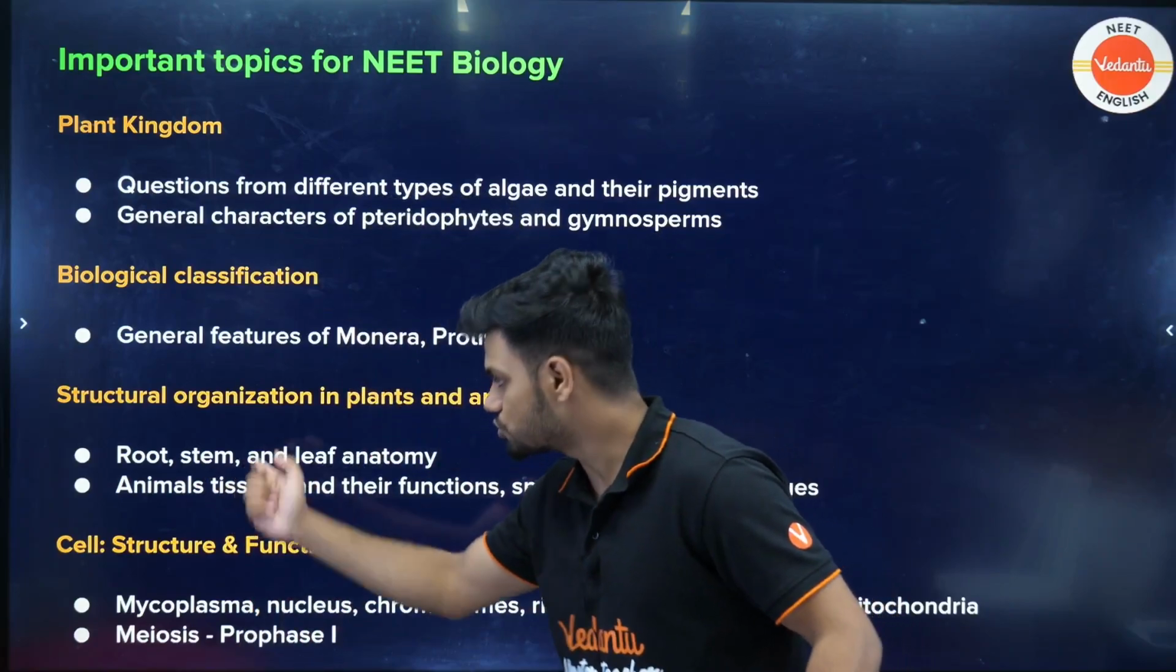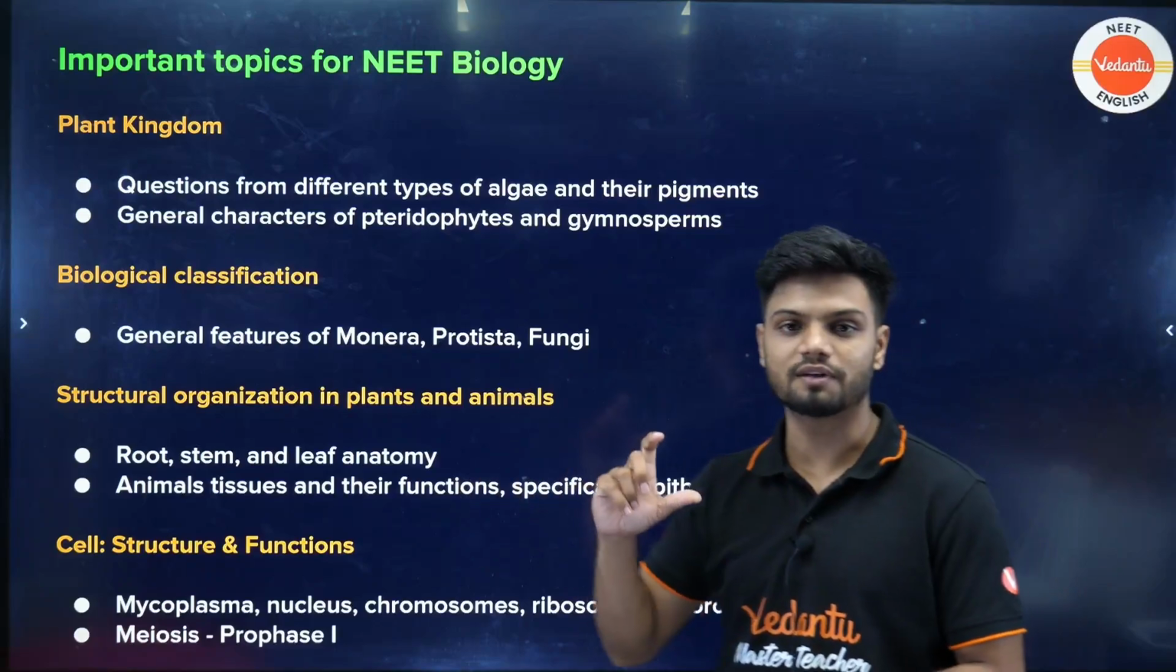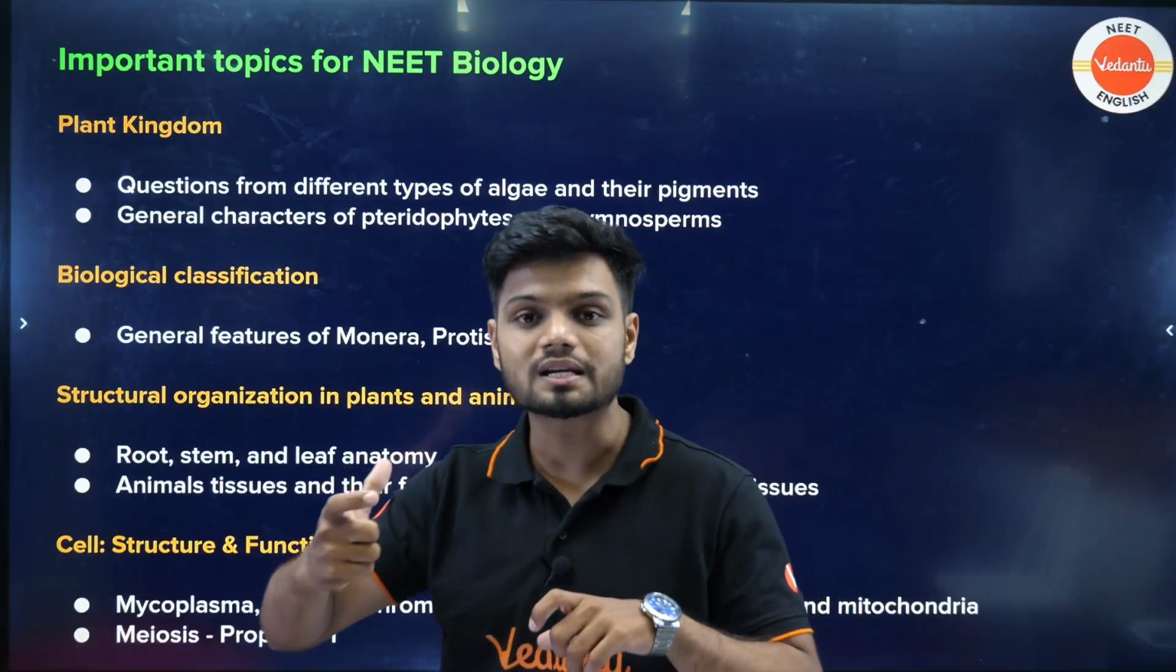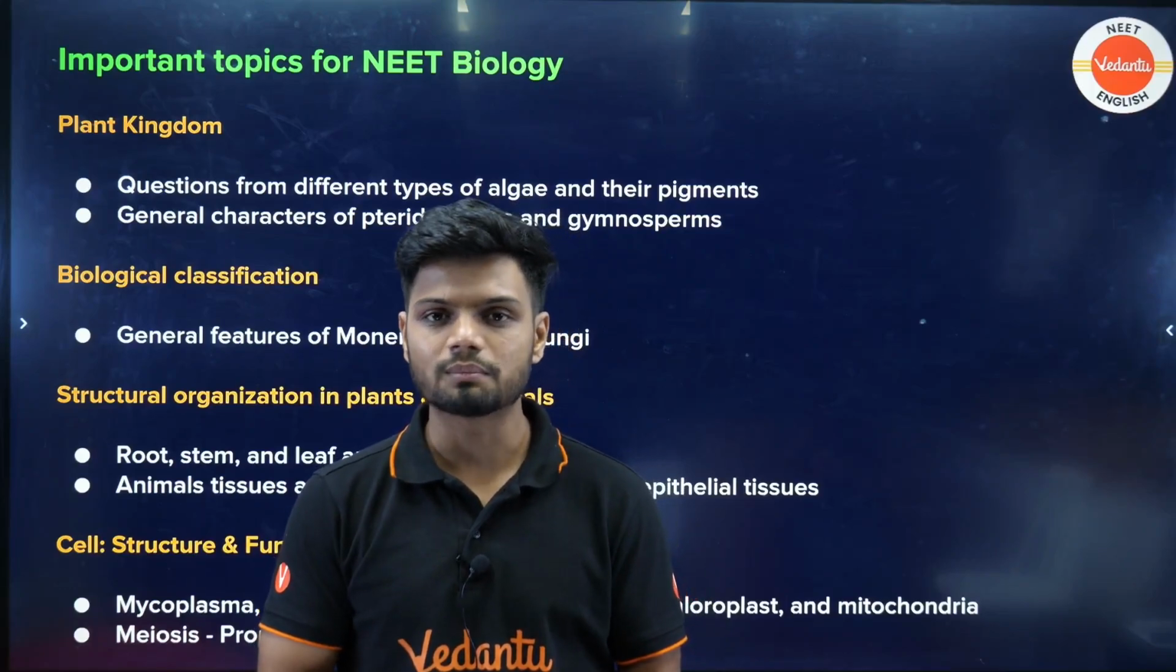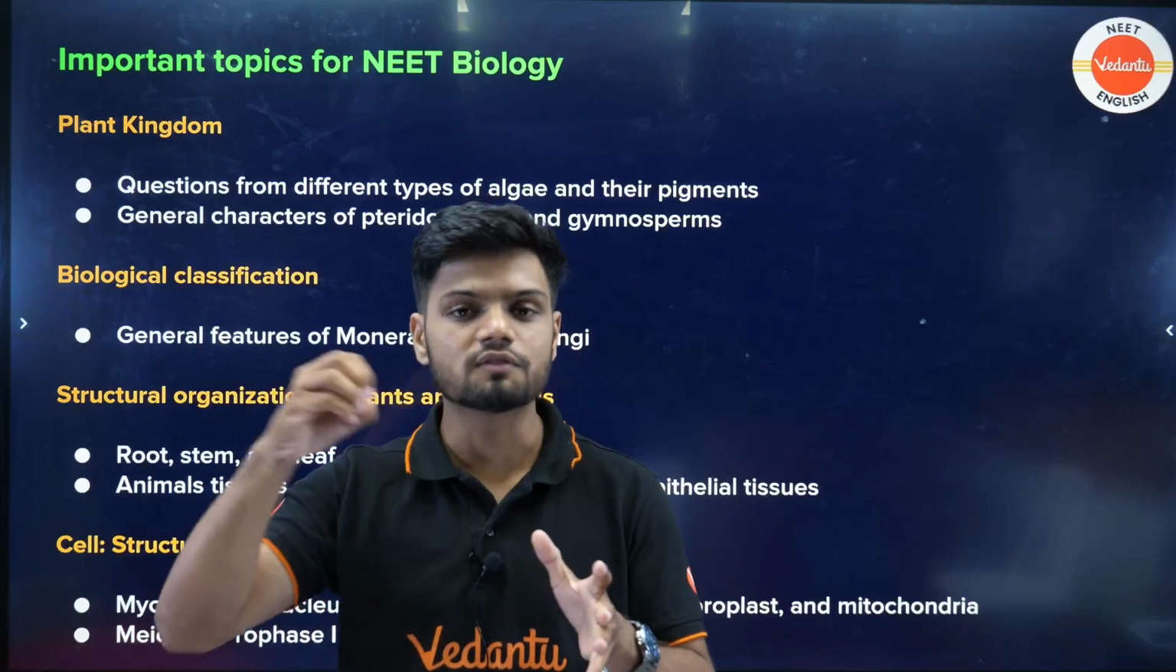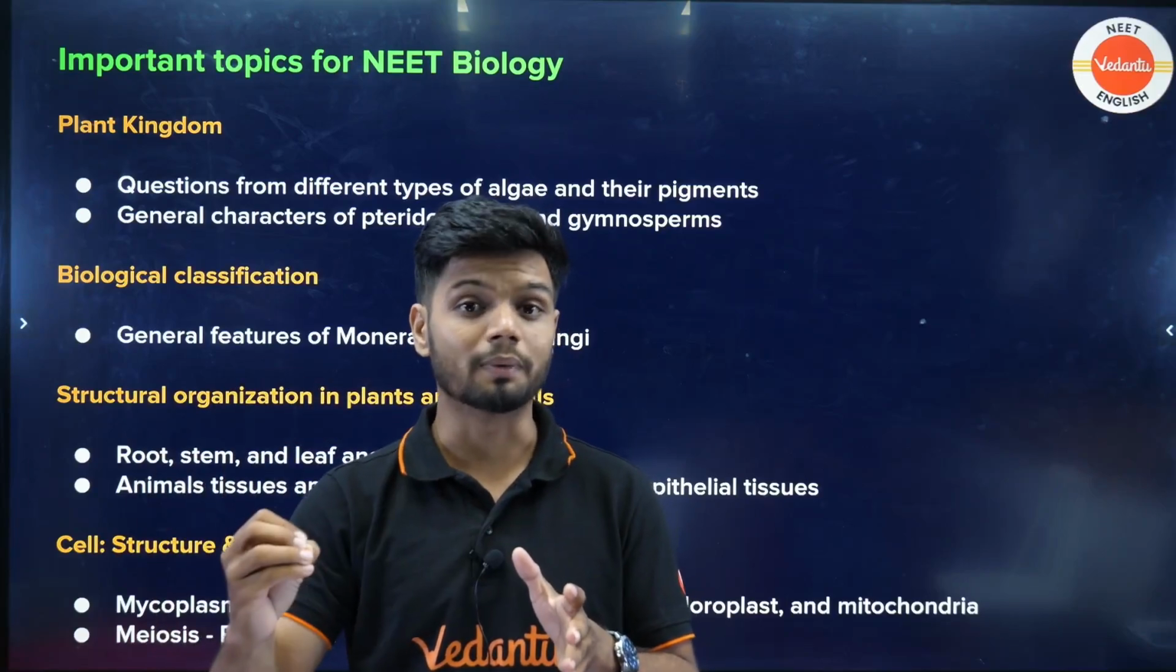Then we have the tissues. Animal tissues and their functions play a very significant role if you want to understand other chapters also, because that is like basics. When it comes to anatomy, you need to focus on the diagrams and derive the information from the diagrams. Don't try to mug it up.